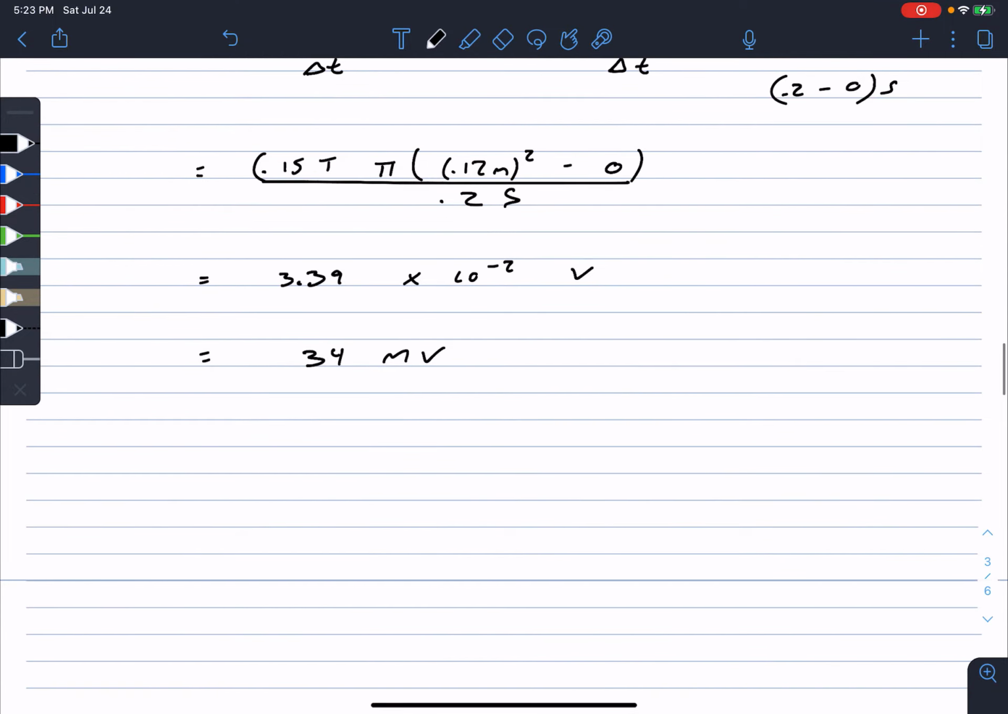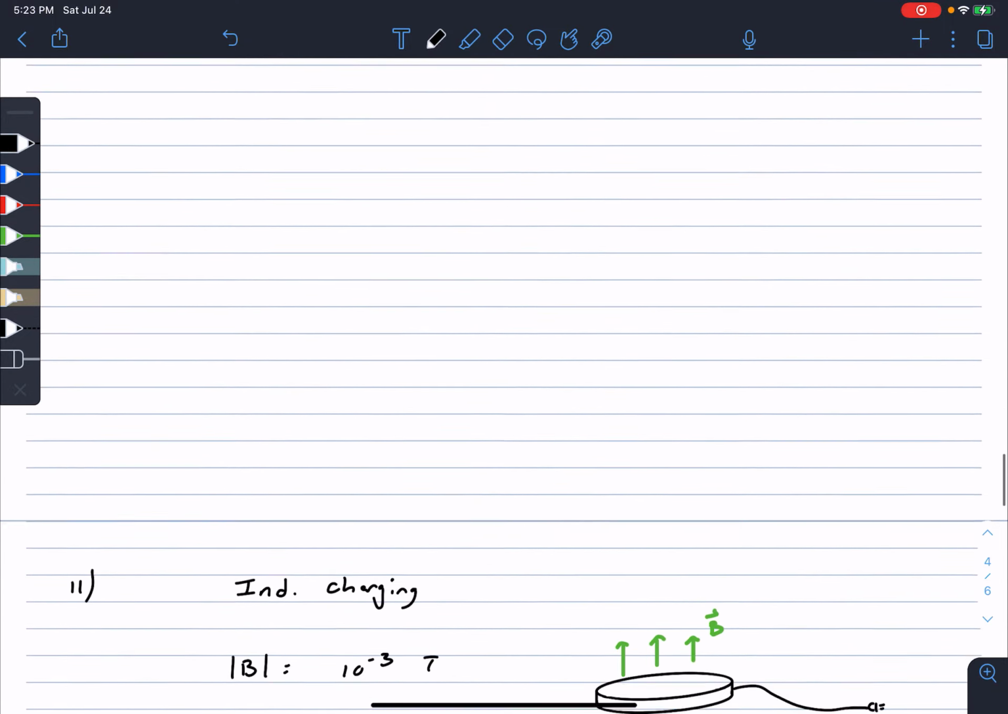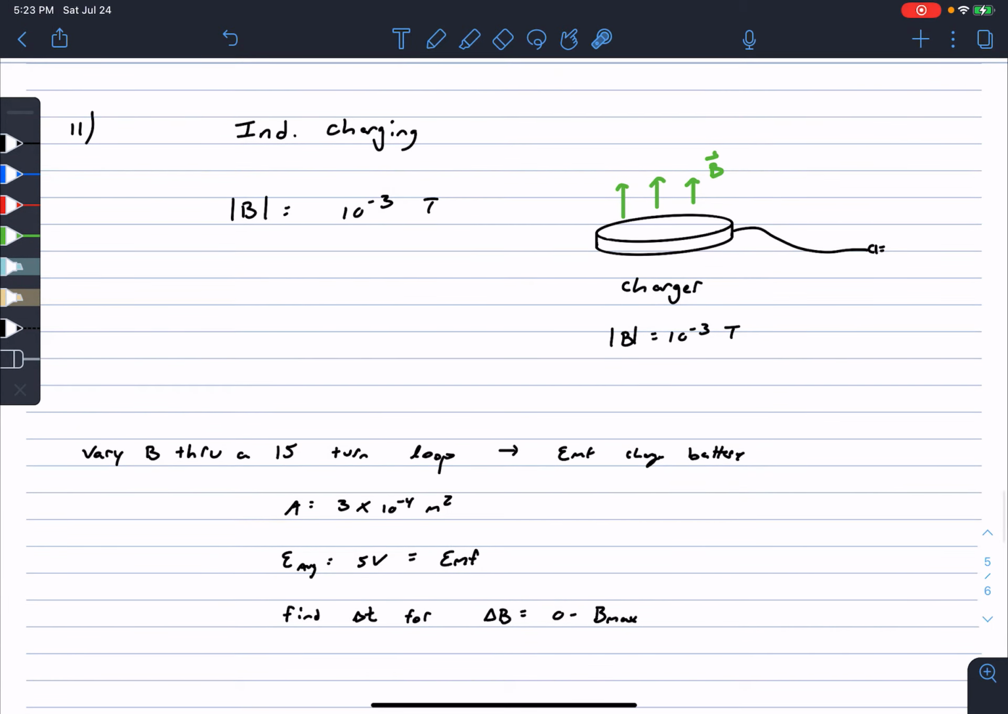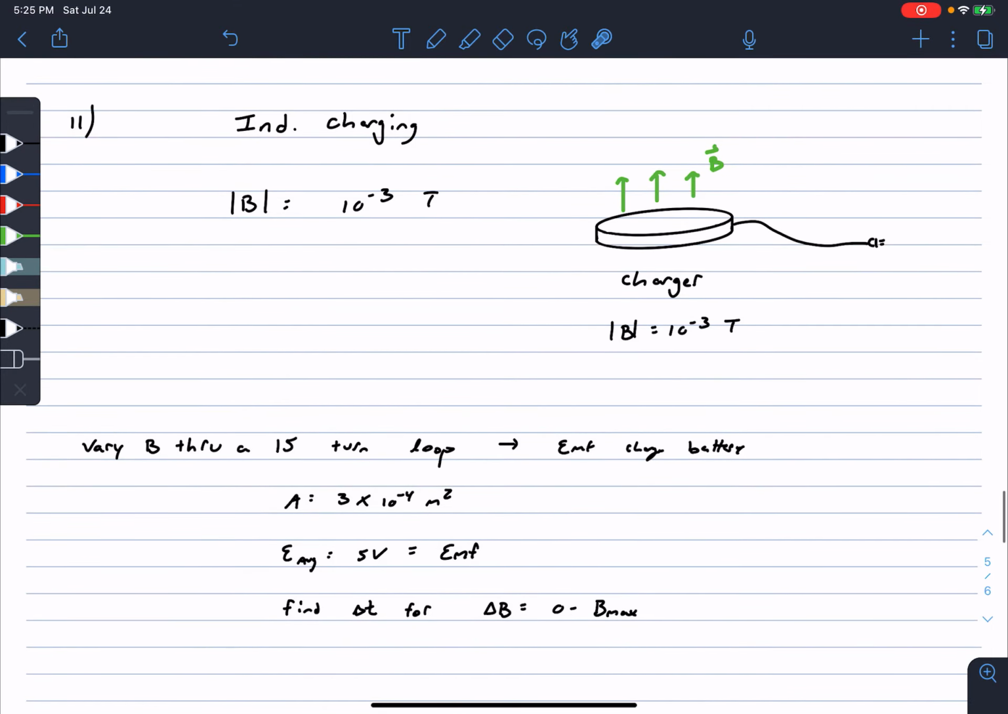The next problem, somewhere down here. Okay, we're given that we have a charging station, and there's a coil inside this charging station. And so what happens is we vary the B field. We're told the max B field is 10 to the negative 3 Tesla. And we want to vary this so that it creates a flux and then creates an EMF that charges the battery.